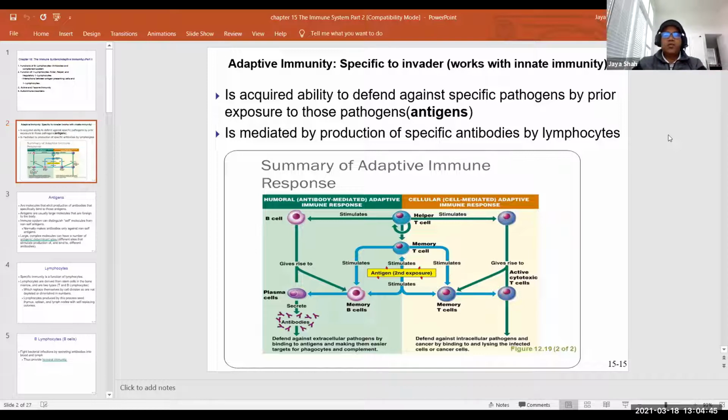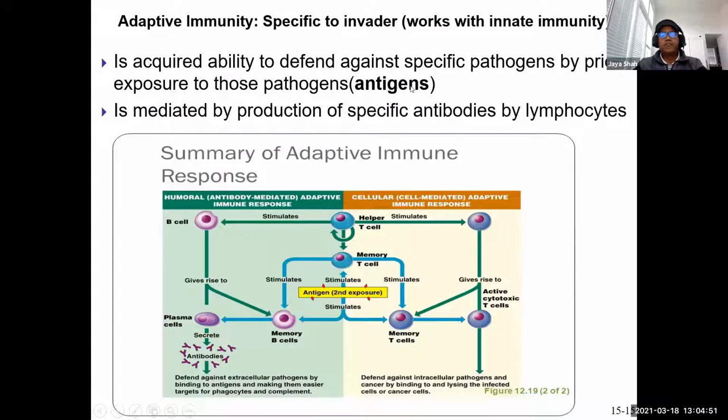So adaptive immunity is the acquired ability to defend against a specific pathogen by prior exposure to those pathogens or antigens. Without exposure to antigen, there is no specific immunity. You must be exposed to it, either by disease or by an artificial way, okay? It is mediated by production of specific antibodies by B lymphocytes or by activation of the T lymphocytes which attack the infected cell directly, okay? So here you go.